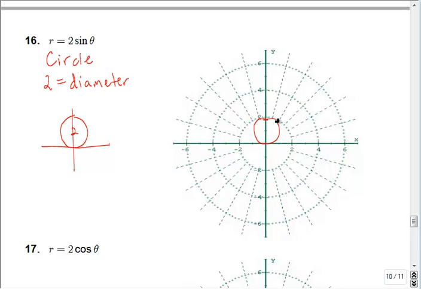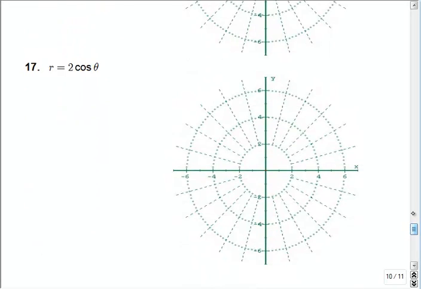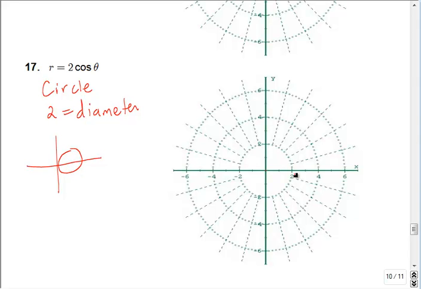So there's my circle. And if we look at example number 17, this is also a circle because it has that same type of formula. In this case, it's r equals a cosine theta. That 2, again, is going to be the diameter of our circle. The only difference is that this time it's a cosine. So instead of being a circle along the y-axis, it's going to be a circle along the x-axis. So it's just going to look like that. If we go out to 2 here and draw this, let me straighten out my graph a little bit. And then we have our circle. Okay?